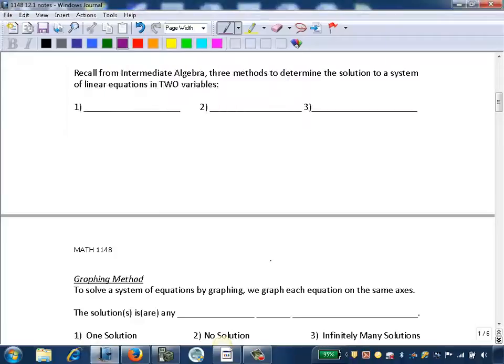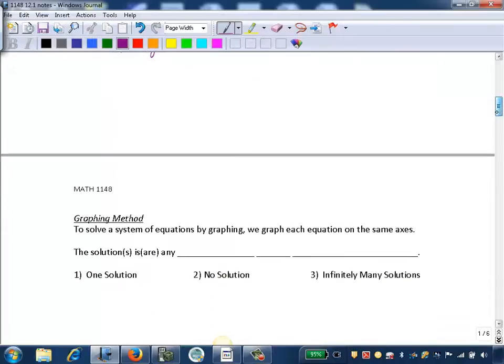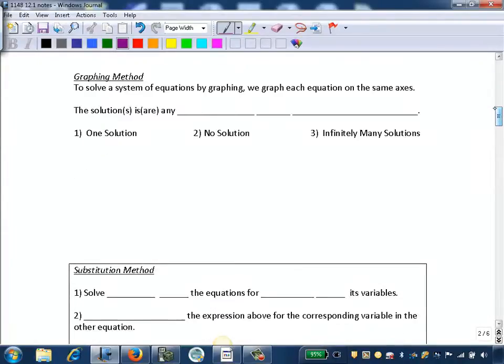Recall from intermediate algebra or a previous algebra course, we have three methods to determine the solution to a system of linear equations in two variables. So the first method is graphing. The second method is substitution. And the third method is elimination. Let's review these methods. We'll first review the graphing method.